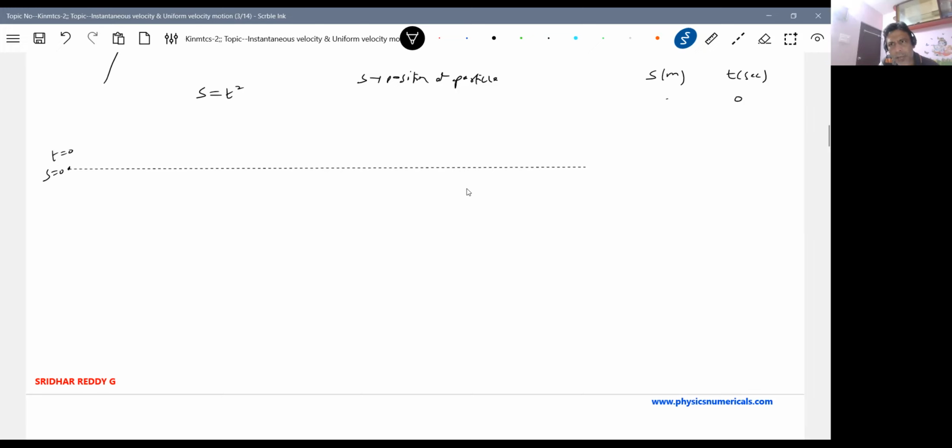At t equals 0, the particle will be at the origin. This is the reference point. At t equal to 1 second, it will be at a distance of 1 meter from the origin. At 2, 4 meters. At 3, it will be 9, at 4, 16. At t equal to 5 seconds, it will be 25 meters. At 6, 36, 49. This is what I'm going to indicate. So let me take this as 10, 20, 30, 40, and 50. At t equal to 0, it will be at the origin. At t equal to 1 second, it will be at a distance of 1 meter.